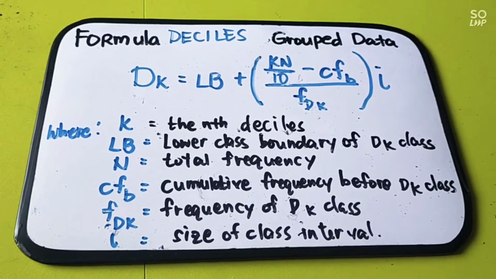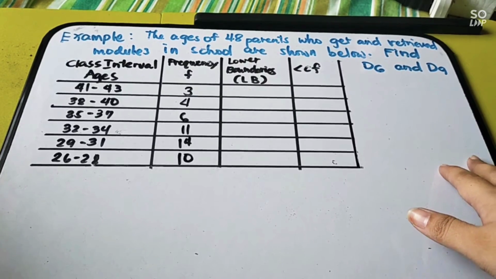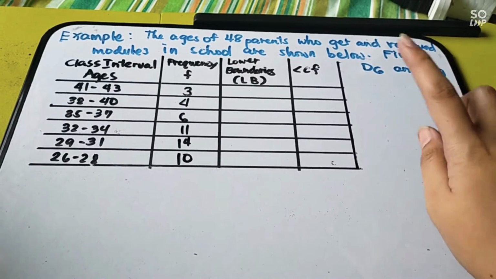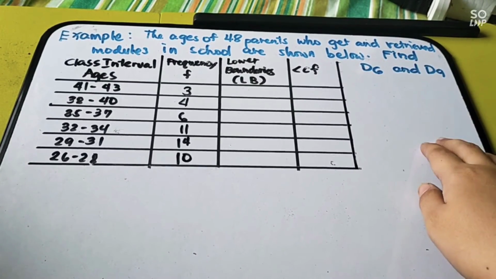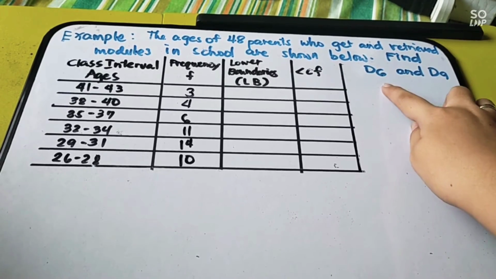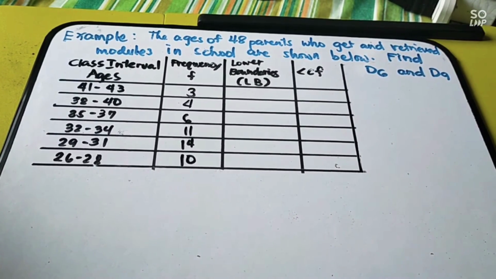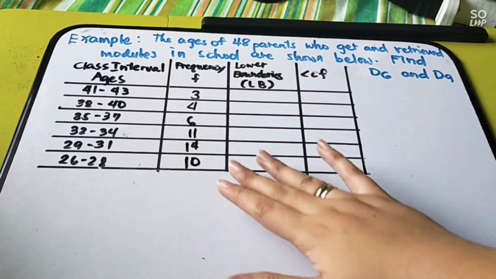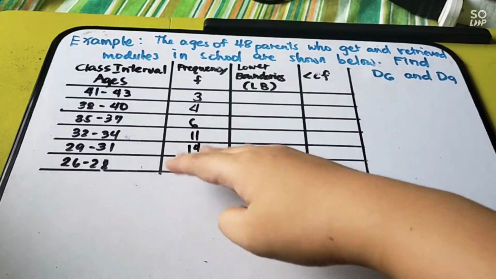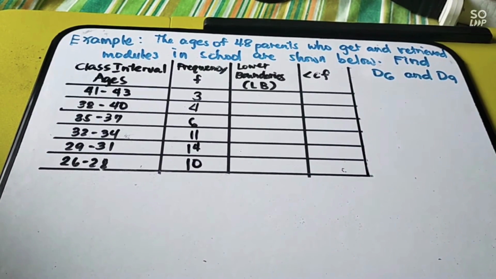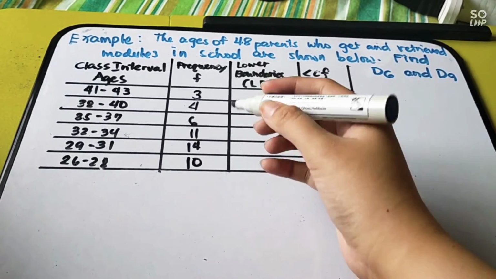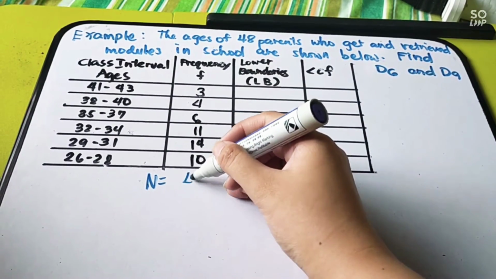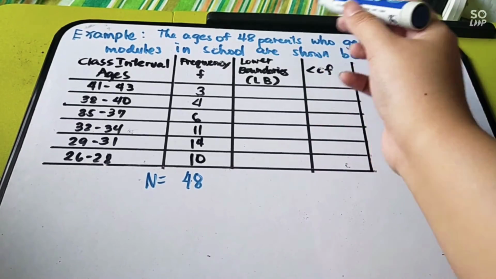Now, let us have an example. The ages of 48 parents who get and retrieve modules in school are shown below. Find the 6 deciles and 9 deciles. So, we have here the given class interval of the ages and the numbers of frequency for each age. Now, let us have first the total number of frequency. If you add them all, the answer here is 48. Kasi 48 parents yan.